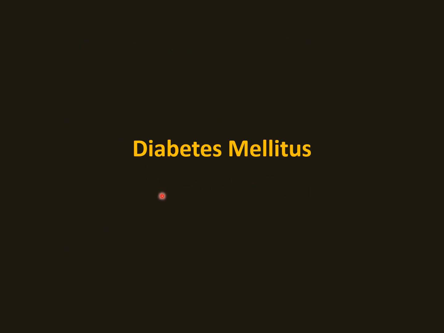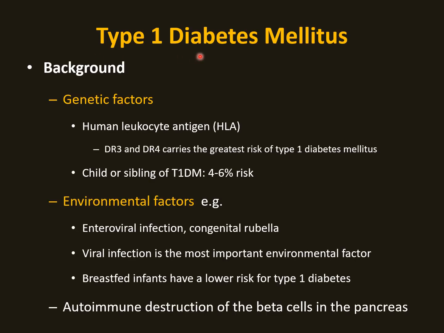Diabetes mellitus. This is a very important section, and this is the final section in this presentation. Type 1 diabetes mellitus. Possible factors contributing to the development of type 1 diabetes mellitus: susceptibility, genetic factors, human leukocyte antigen molecules, DR3 and DR4 carry the greatest risk for development of type 1 diabetes mellitus.